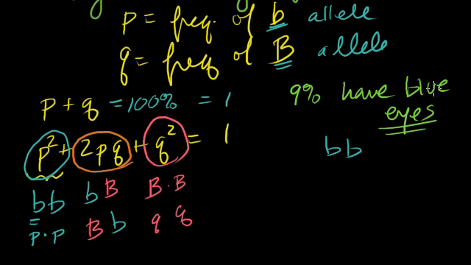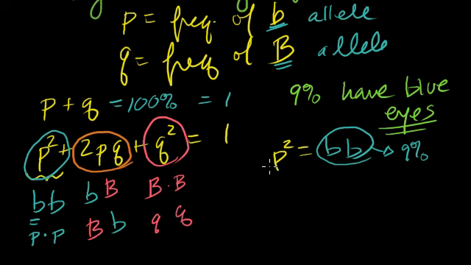I started with this phenotype, blue eyes, but I know, since blue is a recessive trait, that they must have 2 copies of the recessive allele. So the frequency of having 2 lowercase b's is 9%. Well, I just showed you that that's also equal to p squared. p squared is equal to 9%.